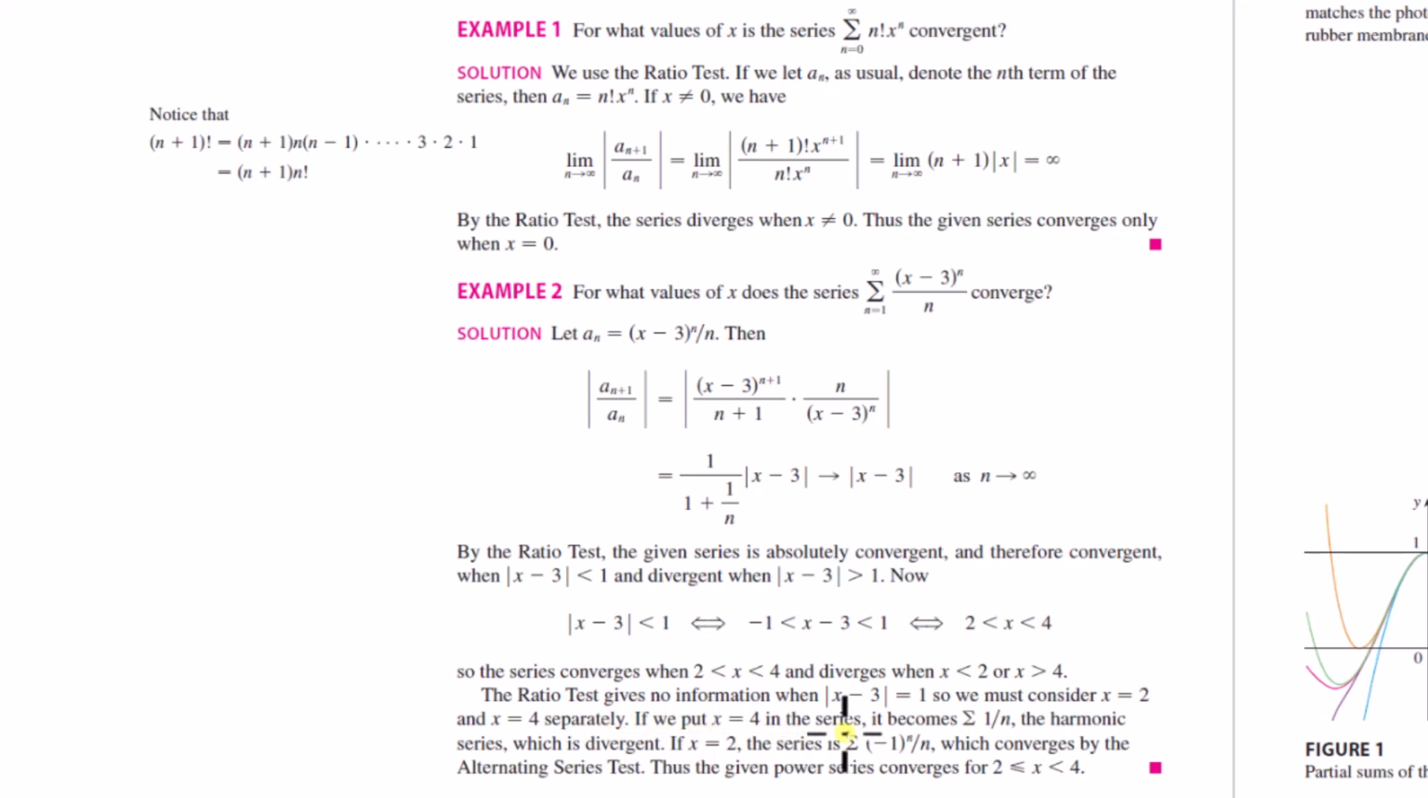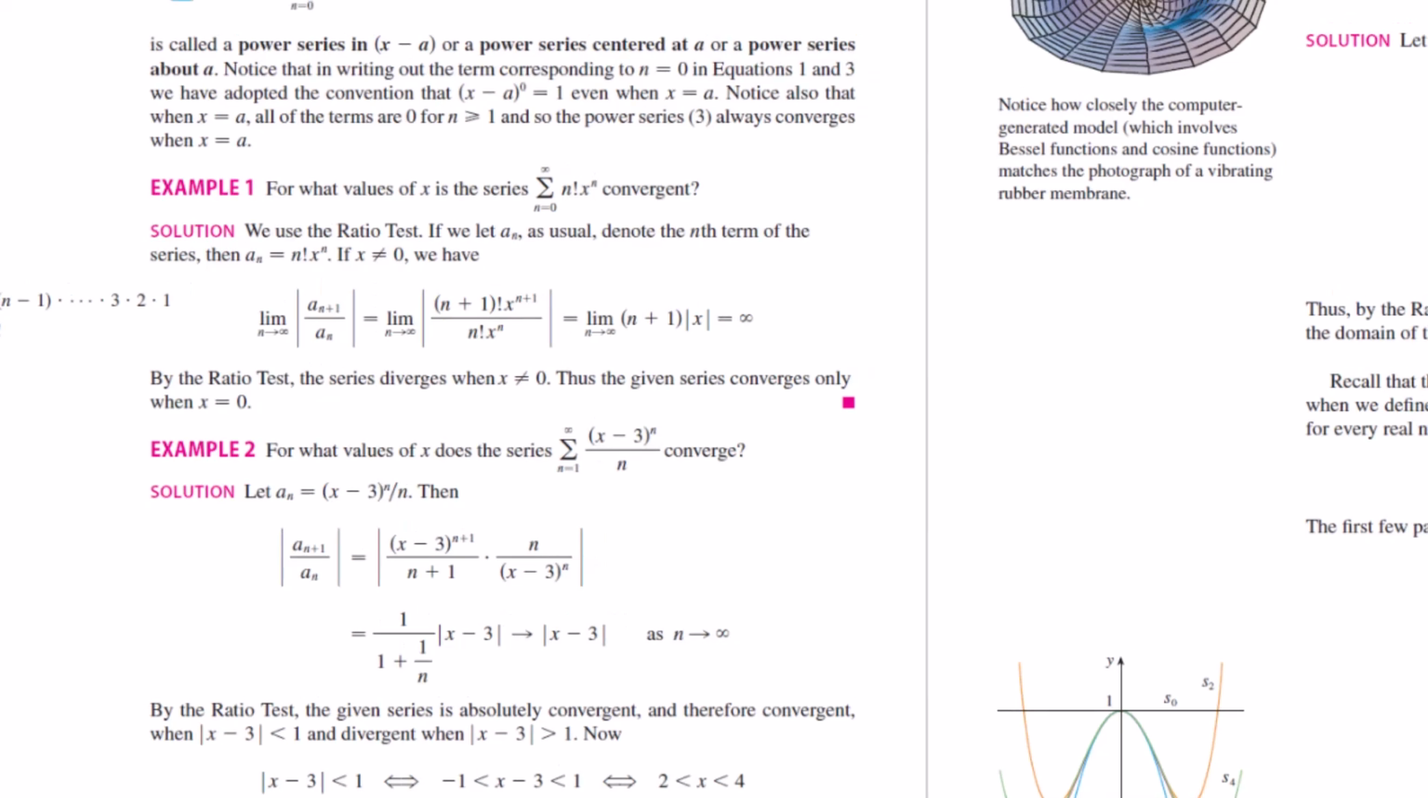So they plug in x is equal to 4, and they see that that's the harmonic series, which diverges. At x is equal to 2, you get the alternating harmonic series, which converges. So what you get is that the series converges when x is less than 4 and greater than or equal to 2. Interesting.